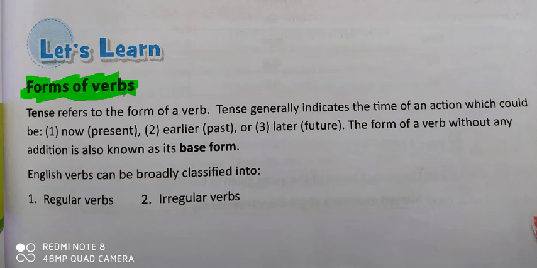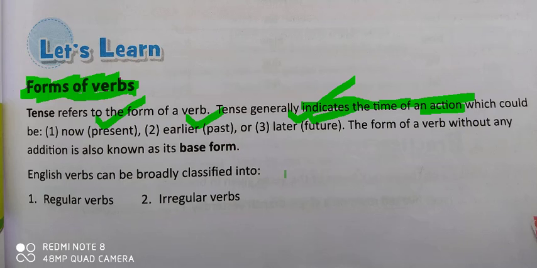Okay, so first, tense, as we know, tells the time of an action. It tells which time a particular action took place. It tells if the action occurred in the past, if the action is occurring in the present, or if the action will happen in the future. So we can say that tense changes the form of a verb to tell time.